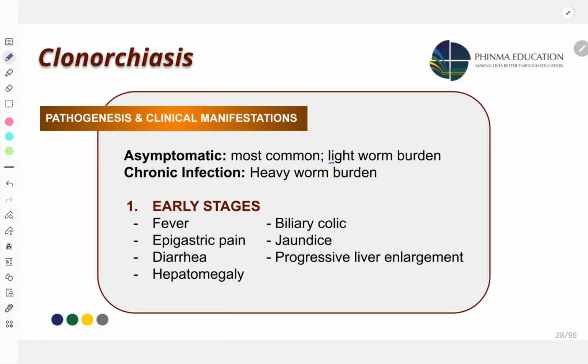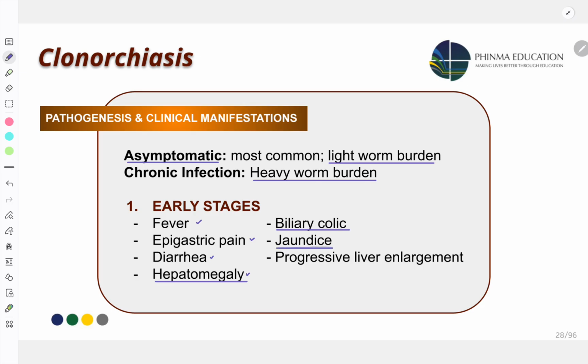Normally, if light ang worm burden, meaning gamay ra ang adult worms na nasa imong liver, usually asymptomatic lang ka, so wala kay ma-feel, dili ka kahibaw nga naa na diay kay clonorchiasis. But if chronic na ang infection, dugay na, daghan na ang adult worm, heavy ang worm burden, imong ma-feel. There is fever, epigastric pain, sakit imong tiyan, there is diarrhea, hepatomegaly, mo-enlarge ang imong liver. Of course, kay sa liver man naa ang adult worm, biliary colic, no, because they are in your bile duct.